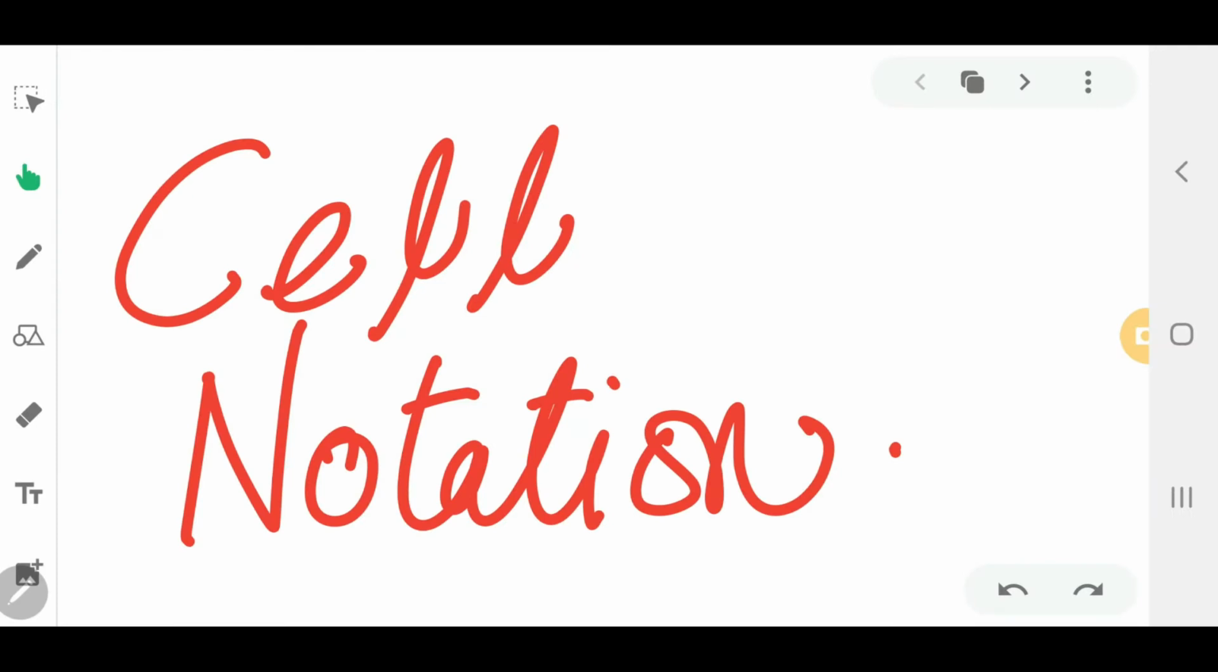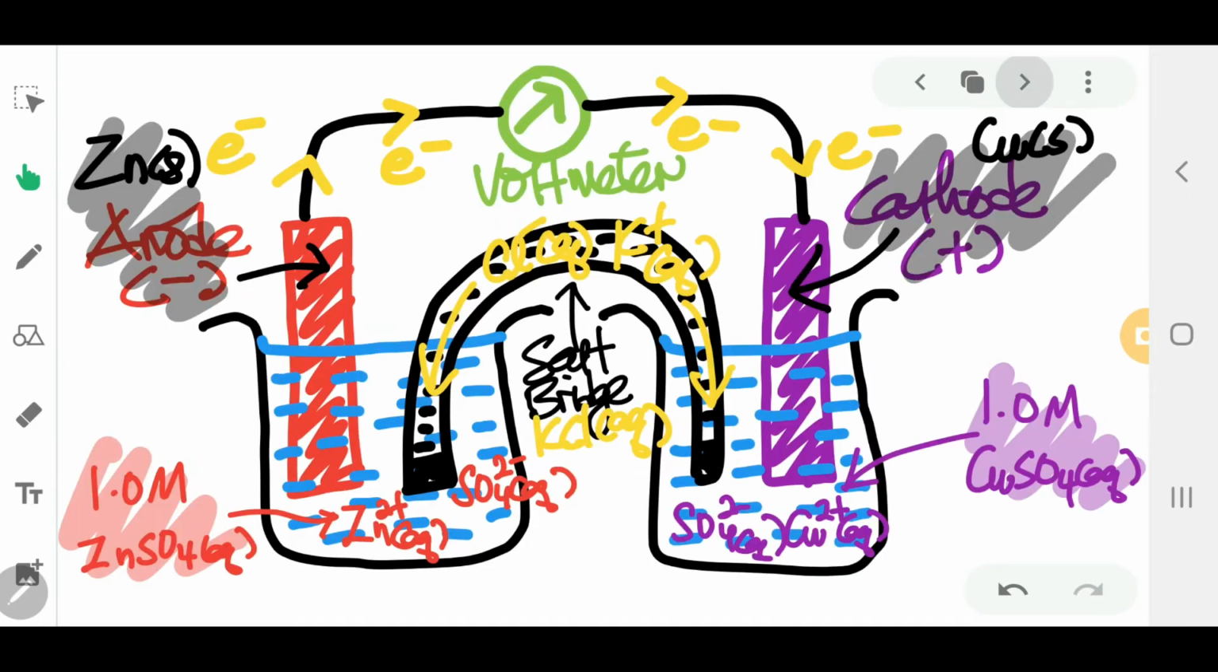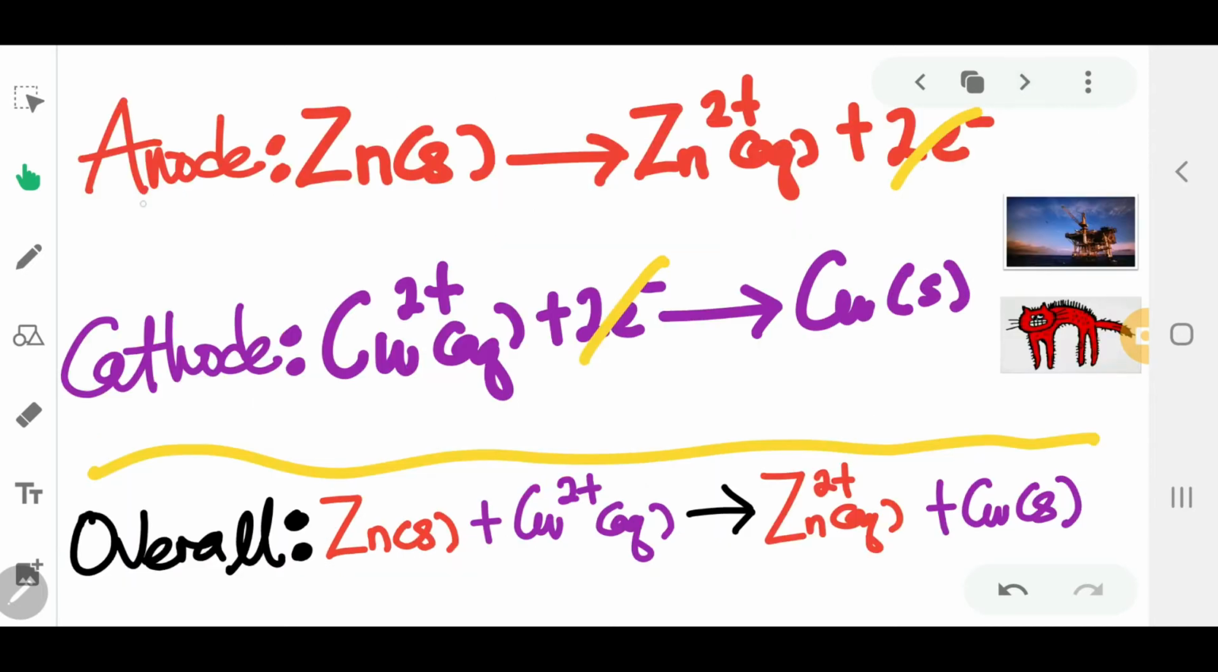Guys, in this STR8CHEM video, we're going to look at how to write the cell notation for a galvanic cell. So let's have a look at the same galvanic cell system that we have over here. When you are given a galvanic cell, you should be able to write the half cell reaction equation for the anode and the half cell equation for the cathode. And from there, you should be able to write the overall cell reaction.